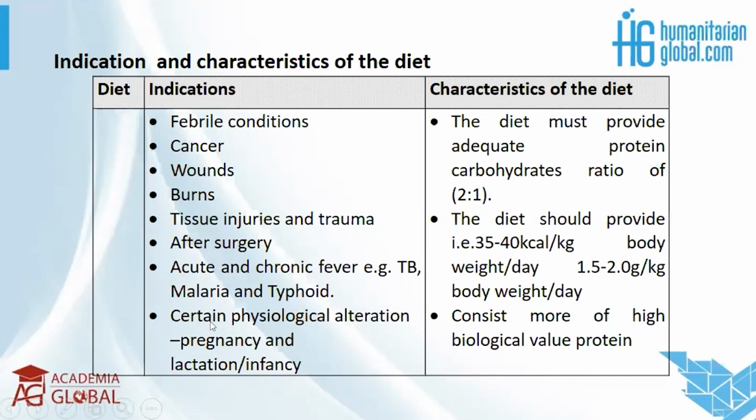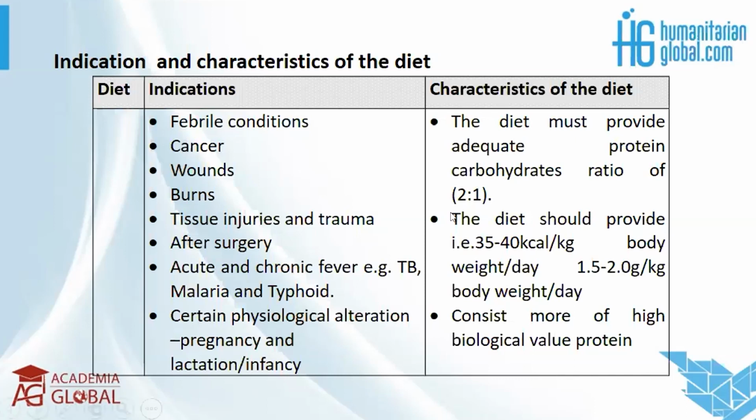And then certain physiological alterations. Well, you know, there are some physiological stages where you require more calories and protein, like in pregnancy and in lactation and in infancy. These are stages that require very fast growth. So you will require more calories, more energy, and more protein because of the tissue regeneration or tissue growth that is required there.